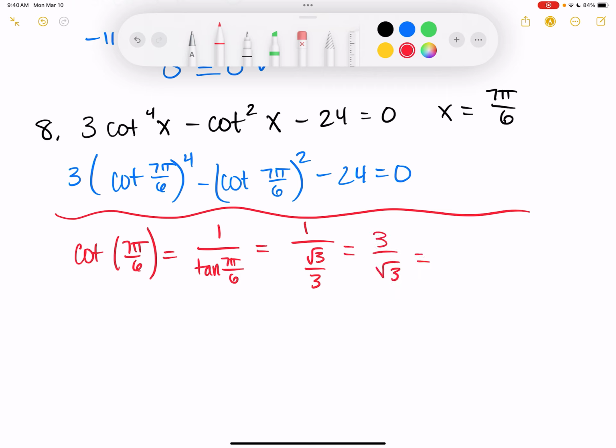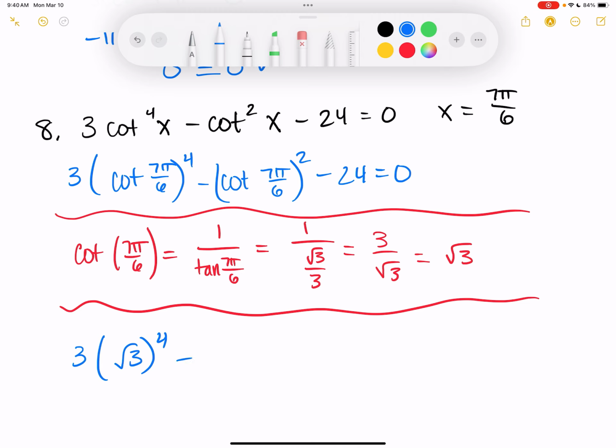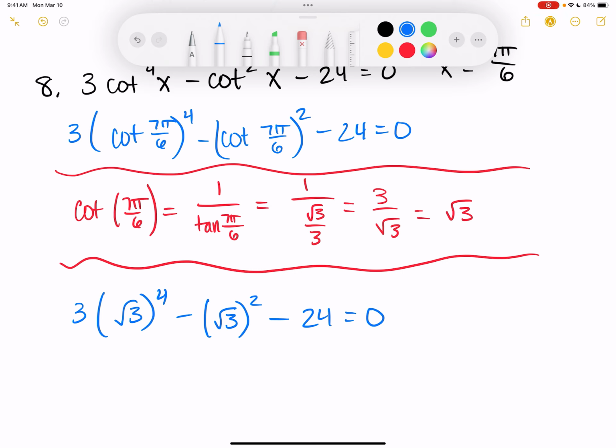3 times the square root of 3 raised to the 4th minus the square root of 3 squared minus 24 equals 0. Can I ask a question? Yes. Why isn't 3 over the square root of 3 the square root of 3? Because I canceled the 3s. Okay, sorry, I had to say it to understand. Yes, you're good. Sometimes I would write that intermediate step, but when I'm doing it for myself, I just didn't write it. But yes, it would have been.